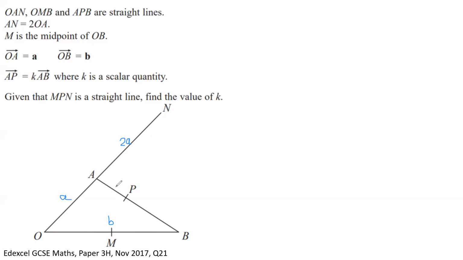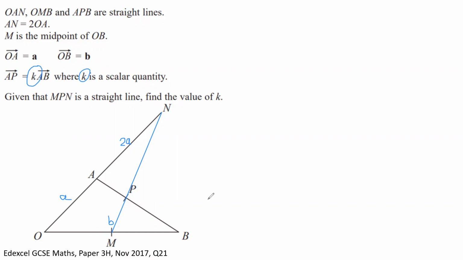We've then also been told A to P is K A to B. So it's a multiple of A to B. So we've then also been told the last bit of information, which is that M to P to N is a straight line. And using that piece of information, it wants us to find out the value of K. Okay, so pretty complicated. We've been given a lot of information, but there are various bits that we can work out reasonably easily.